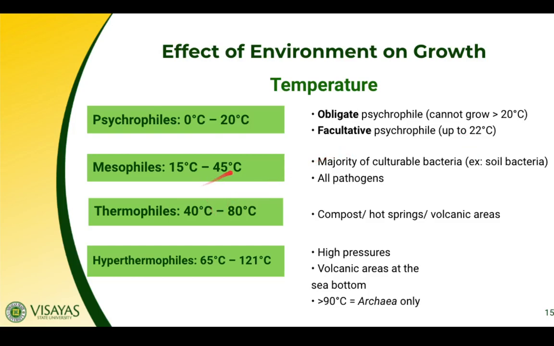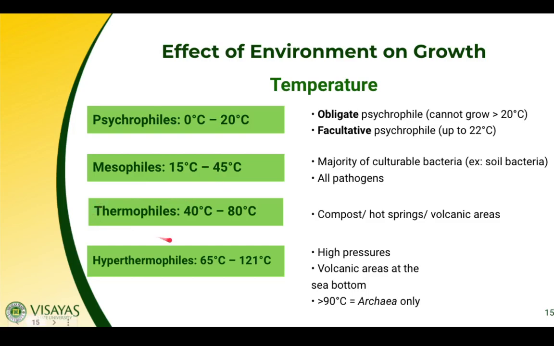Mesophiles, on the other hand, are those that thrive well in 15 degrees Celsius to 45 degrees Celsius temperatures. The majority of these mesophilic microorganisms are culturable bacteria like soil bacteria, and all of the pathogens are mesophiles because this is the temperature that is conducive for the growth of microorganisms inside the body.